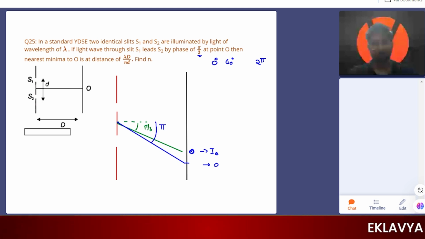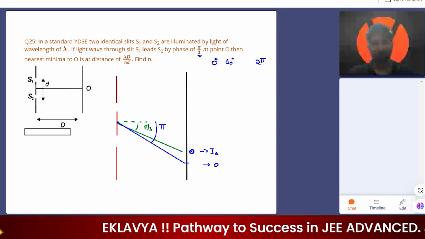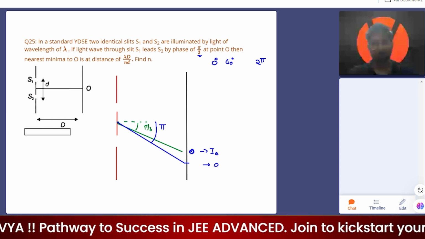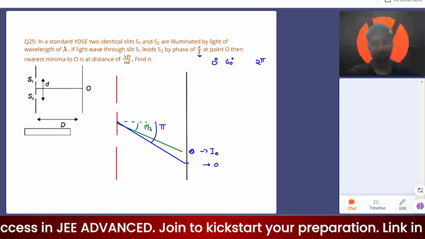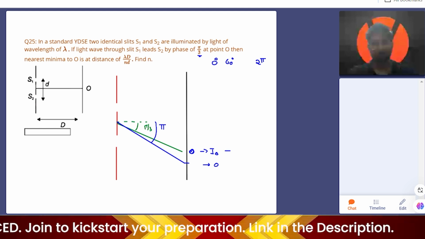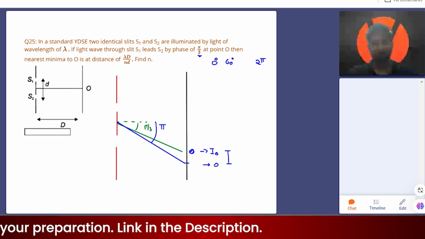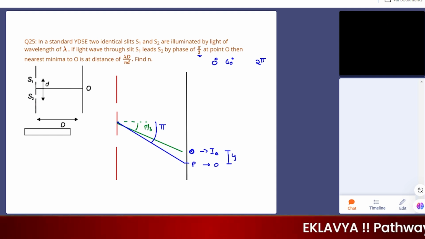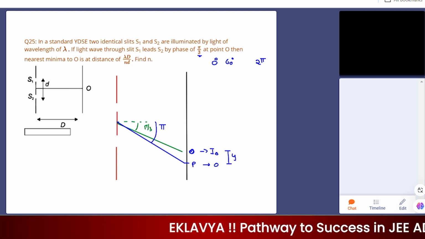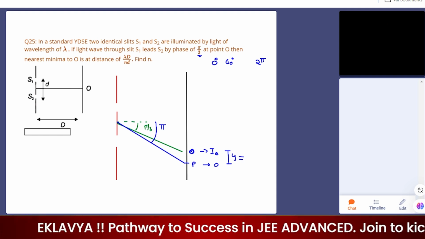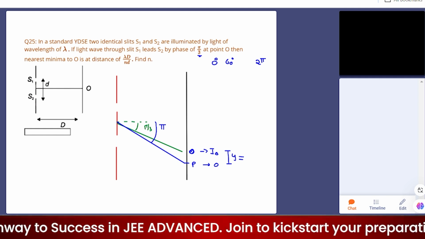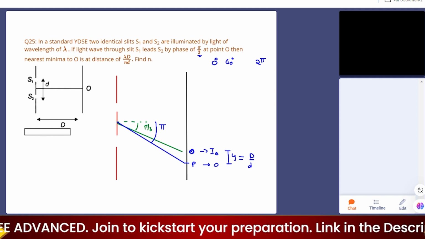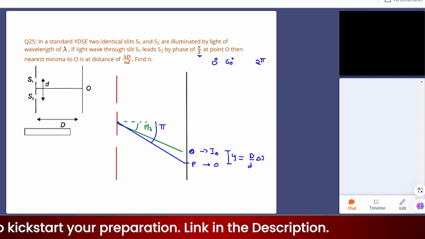Again, destructive interference condition, phase difference will be 180 degrees. Now, the question, you observe carefully, the distance of this nearest minima is measured from this point O, which is given as y. So if I know the path difference between this point O and let me call this point P, I can get the y value because y can be related to path difference by using the relation D by d into delta x.